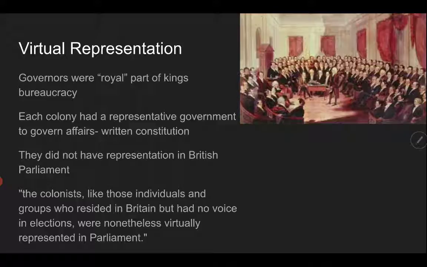But within the colony, let's say Virginia, each colony had its own representative government, and they had a British royal governor, which was at the head. So this is very much like what it was like in England, but on a local level, where you had the royal governors and the representative government. But the representative government was really what did almost everything.